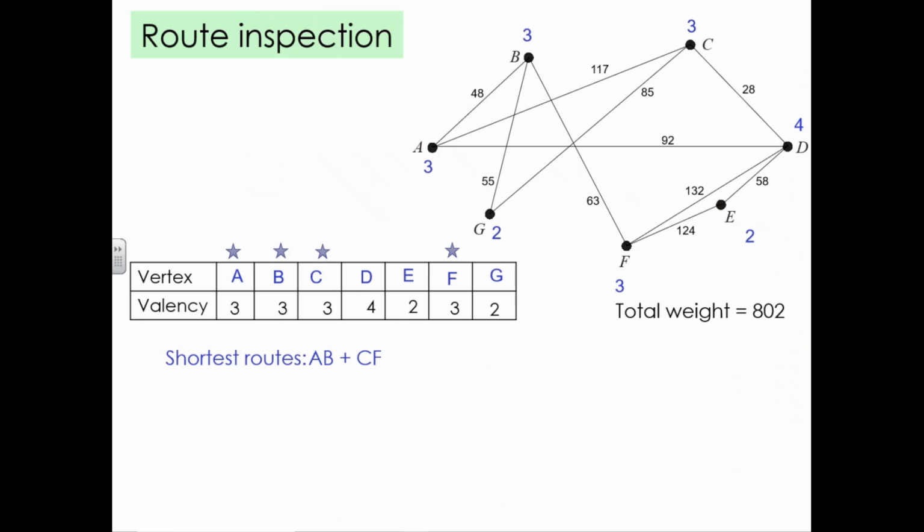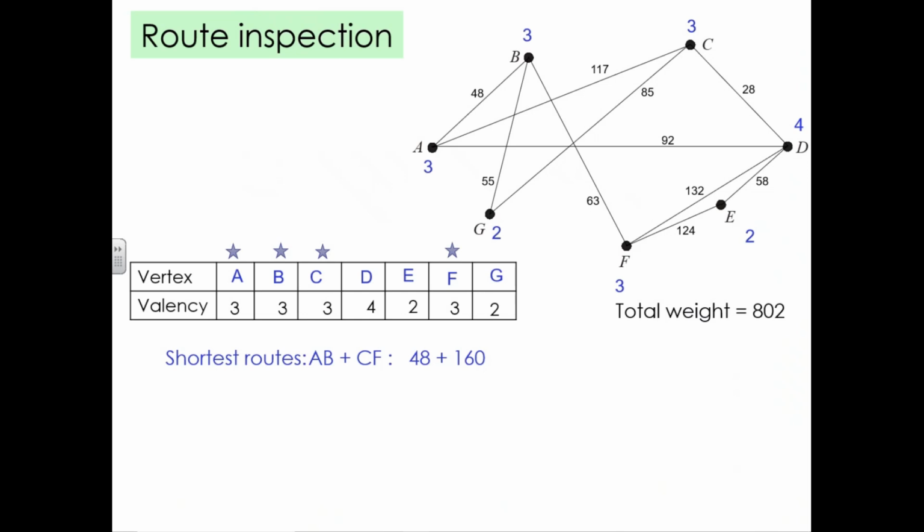From C to F, so C is here and F is down here. It's a little bit more complicated. So you're asking yourself, what's the best way to get from C to F? So there are a few different options. You could go via D, so along this 28, and then along this 132 here. So that would give you 160. You could go via E, but that would be longer than D to F, so I'm not going to do that one. You could maybe go in a roundabout way via G and B, but that's going to be longer as well. So the shortest one is from C to D to F.